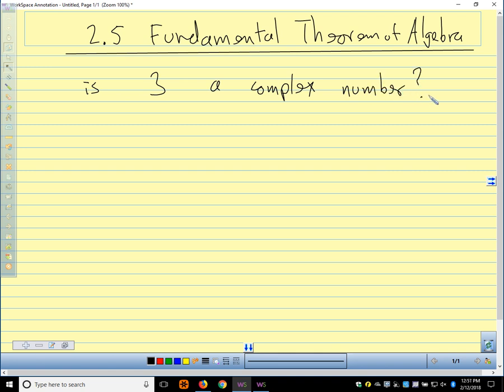No. So can we write 3 in standard form, a plus bi? Yes. 3 equals 3 plus 0i. So real numbers are complex numbers.